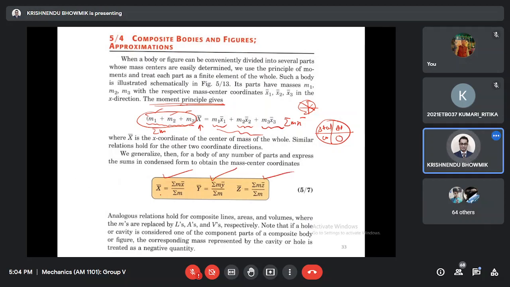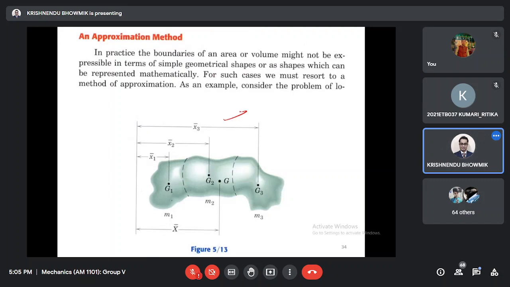If it is weight, then we write mg here. If it is volume, then we write it this way: summation of V x bar by summation of V. If it is area, summation of A x bar, summation of A. If it is line, summation of L x bar, summation of L. It will be followed like this, whether it is weight, centroid, center of gravity, center of mass, center of the volume, center of the area, or center of the lines.